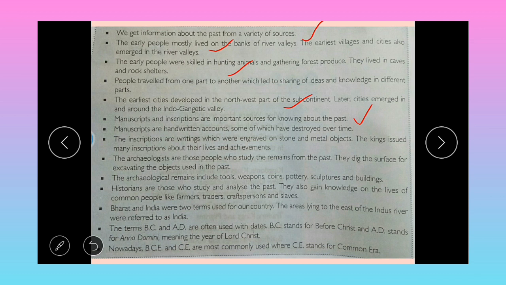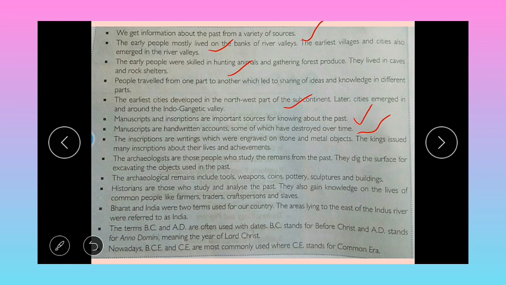Next point: manuscripts are handwritten accounts, some of which have been destroyed over time. This is also right. At that time manuscripts were written on palm leaves or bhojpatras. Year by year, because of environmental change, and because of insects or lack of care, many manuscripts have been destroyed.